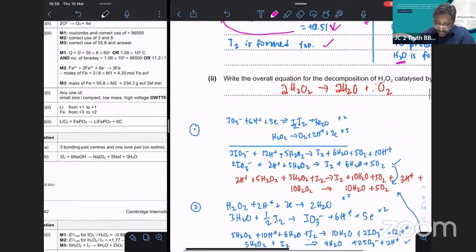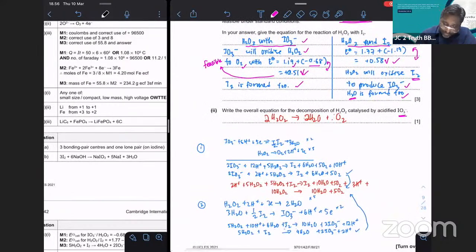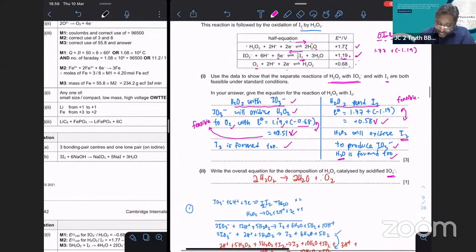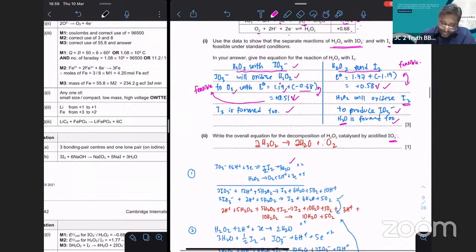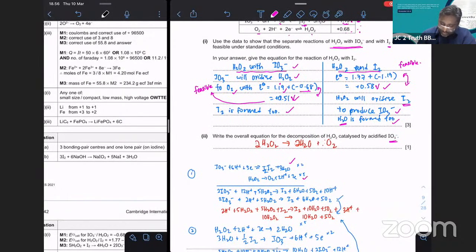I have written the one that is 1.19. This equation I have simply written just like that. And then I wrote the 0.68, but I inversed it, so it's going to go to the left. So I put it like this.